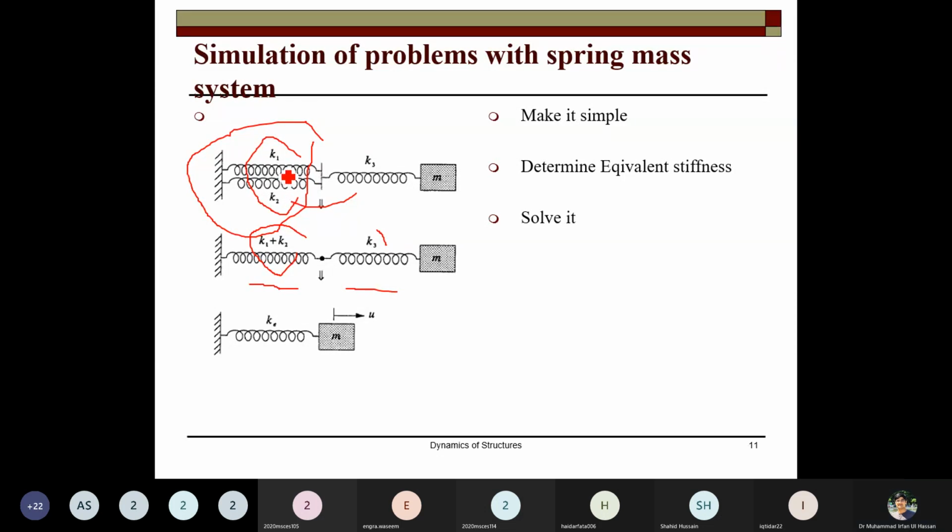First solve K1 and K2, then this is in series with K3. Then you have to solve it. So try working on it: what will be the KE value for this case?